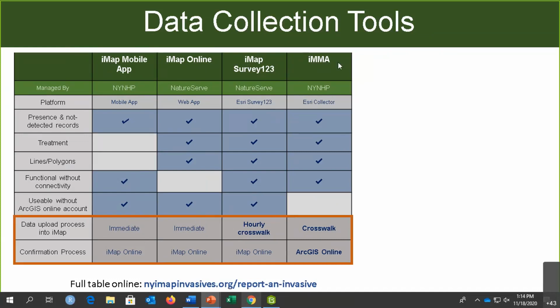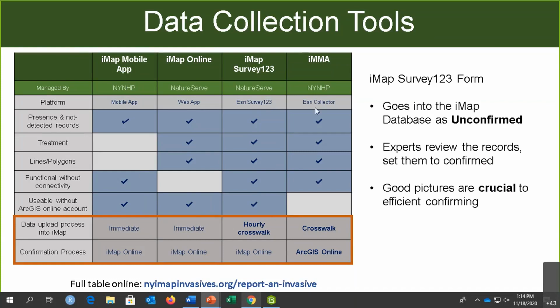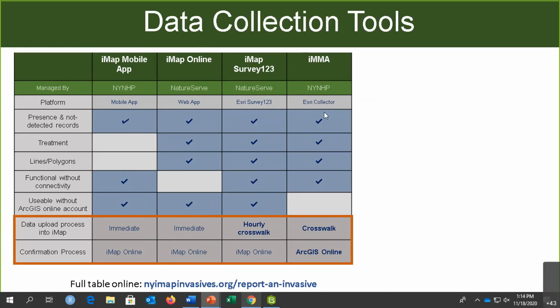This iMap Mobile Advanced is a little bit different, where those go into ArcGIS Online, where they are reviewed, and then usually at the end of the field season or at certain points in the middle of the field season, those will be crosswalked over.